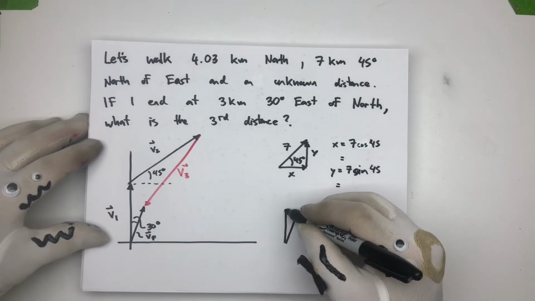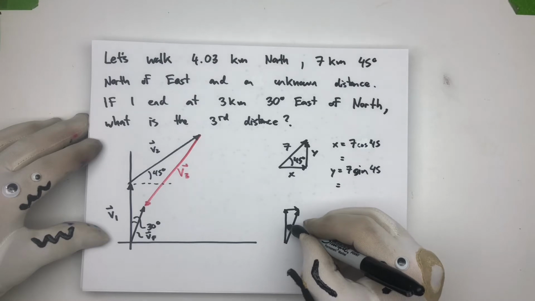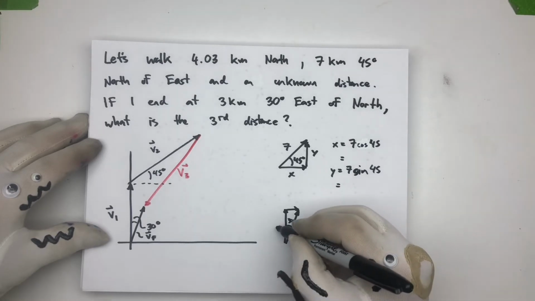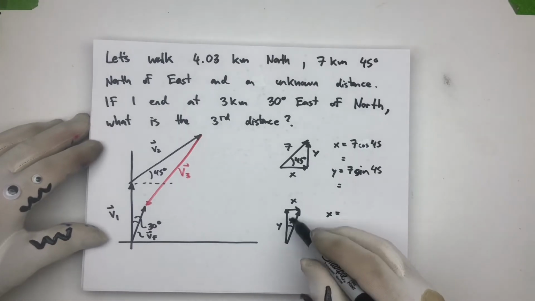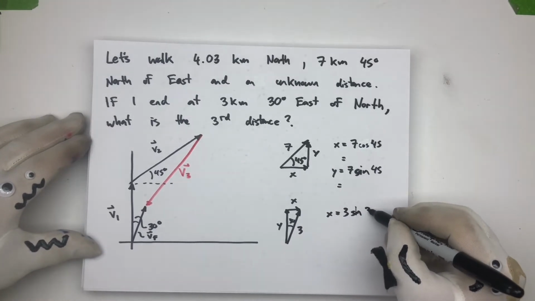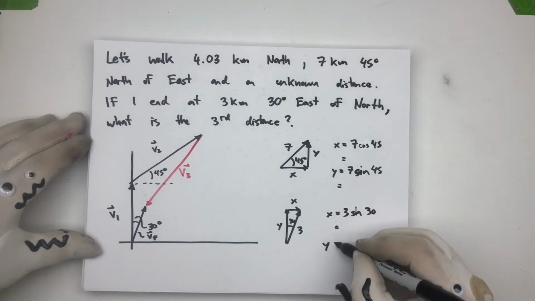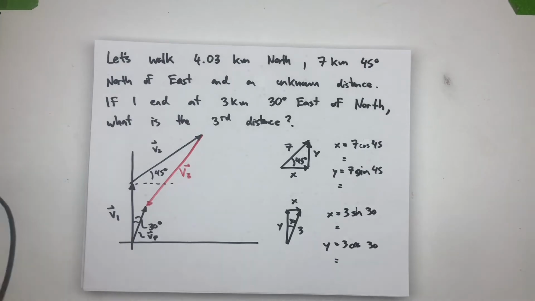And the other one here, this one was 3 kilometers. This is 30 degrees, and this is now x, and this is y. So x here is going to be, now this one's sine, so it's 3 sine of 30, and y equals 3 cosine of 30. Okay, let's do it.